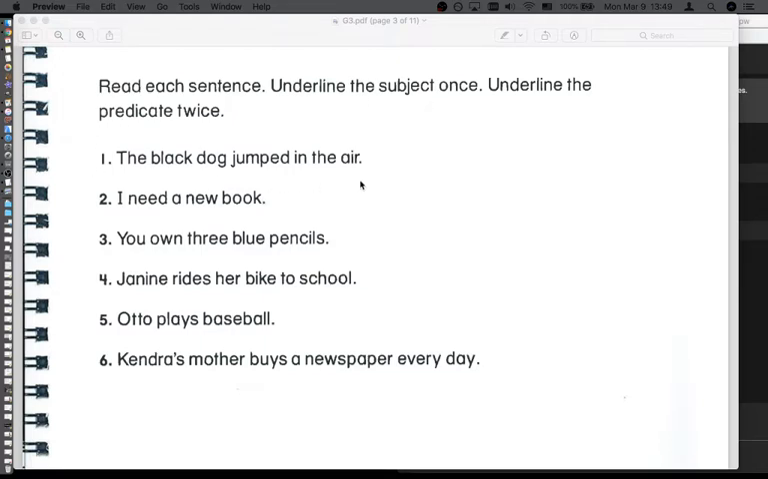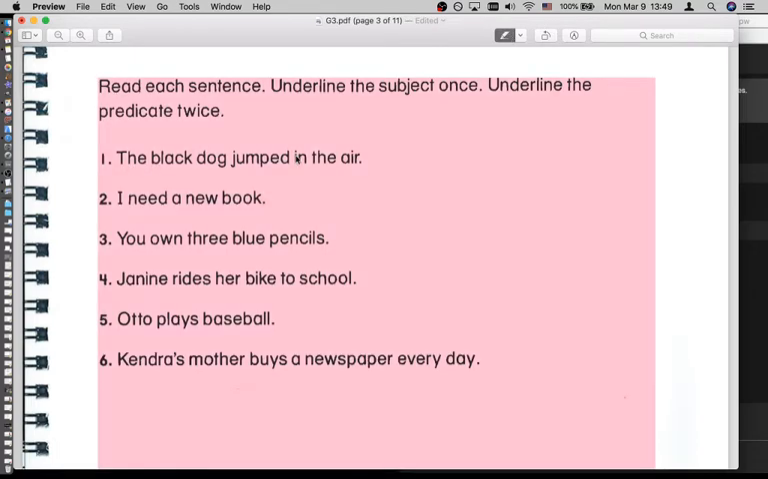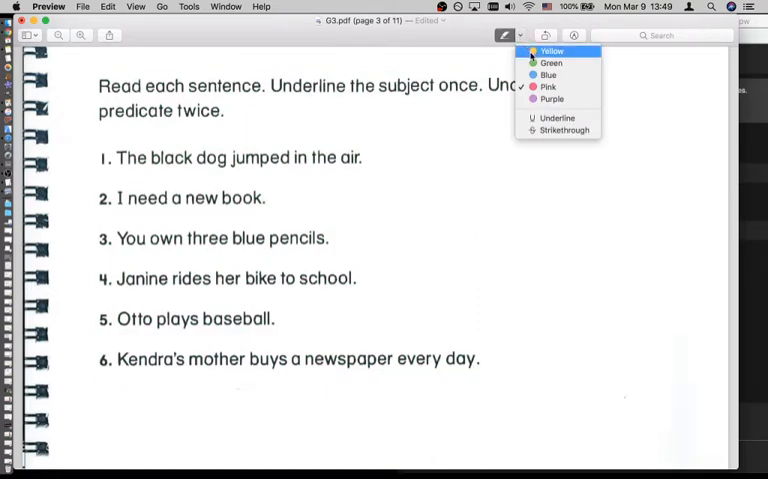Let's do this first one as an example. We want to underline the subject once. What is happening here? The black dog jumped in the air. The person or thing that is jumping is a dog. So here's our subject, right? But then when we say the complete subject, we want to do the whole part. Why can't I write? I guess I can't write. The black dog is a complete subject. The and black are still talking about the dog. And the predicate is what the dog is doing: jumped in the air. Not just jumped. Jumped is the verb, but the predicate is this full section, jumped in the air.